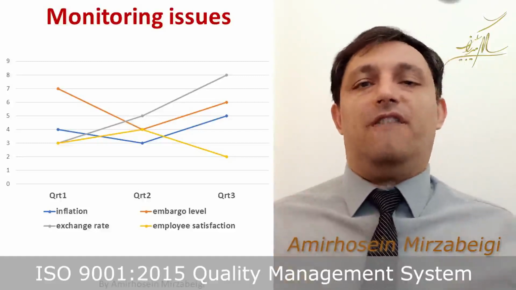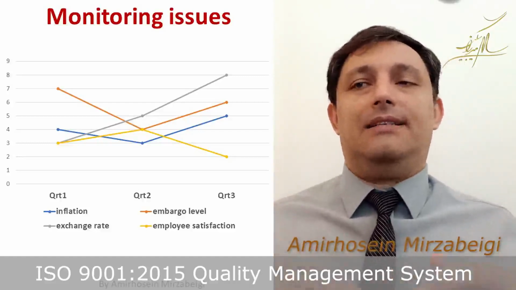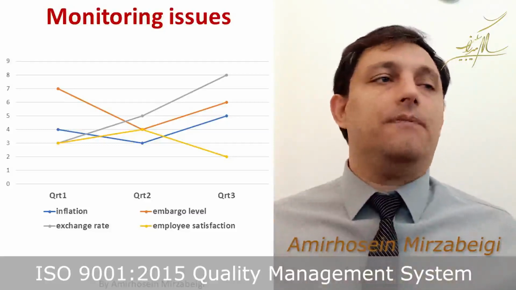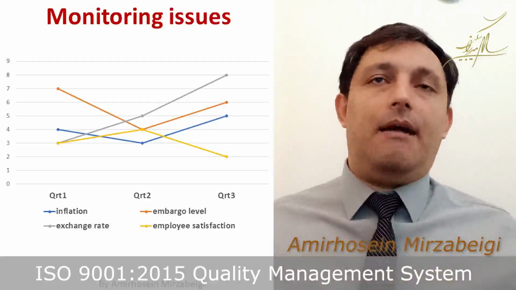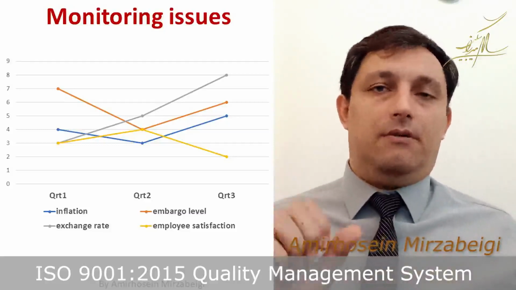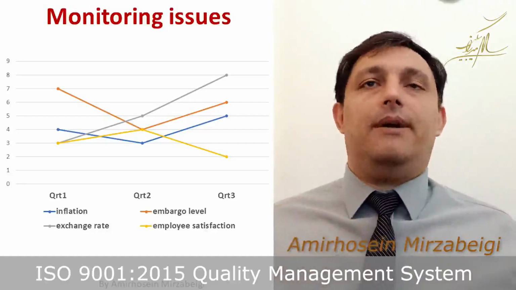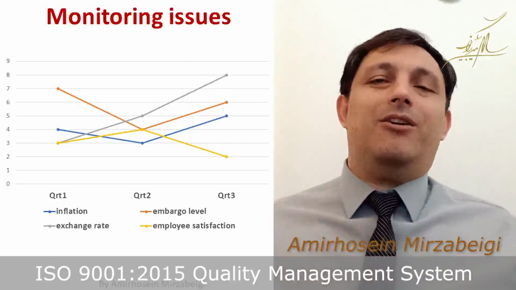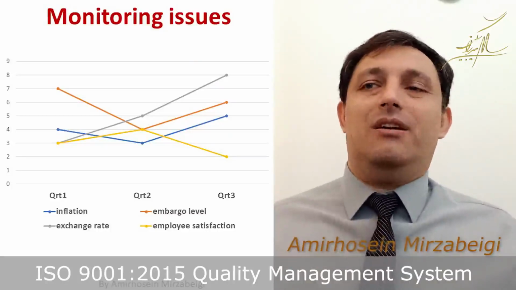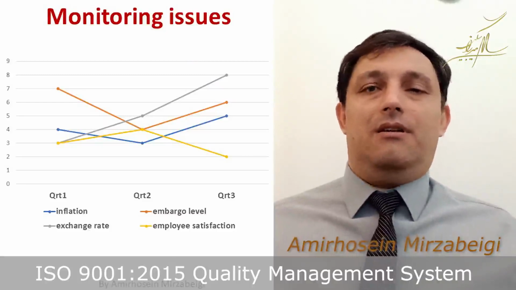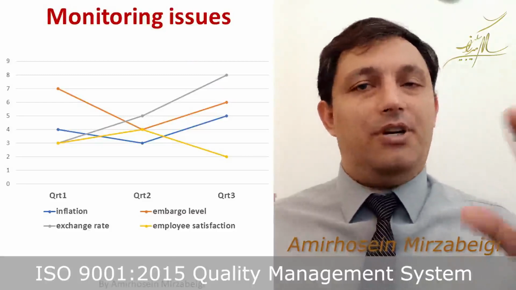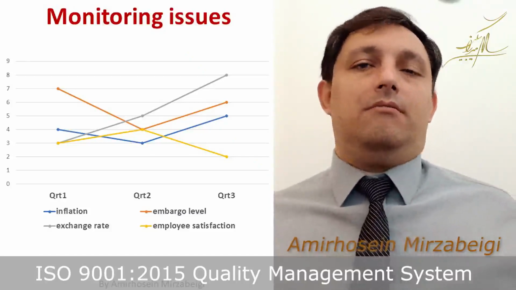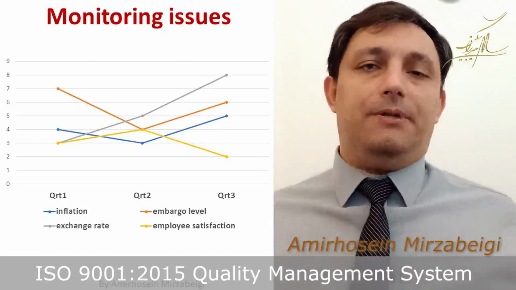If you are facing a context that is so dynamic and changes rapidly, monitoring should be happening at a shorter interval. And if you are talking about an element in your context that is slow and does not change in a quarter period of time, you may monitor it twice a year, for example.